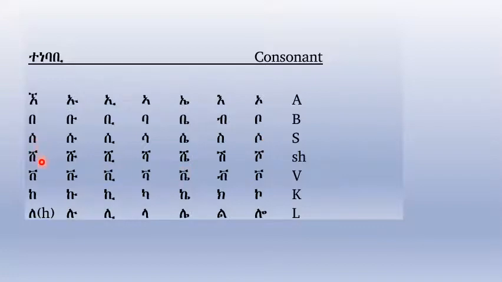If you know S, Sh is easy. You always change the sound. Sh, shu, she, sha, she, sh, sho. V is the same thing. V, vu, vi, va, ve, v, vo. Equivalent to V. This is our K. K, ku, ki, ka, ke, ku, ko. Equivalent to K.